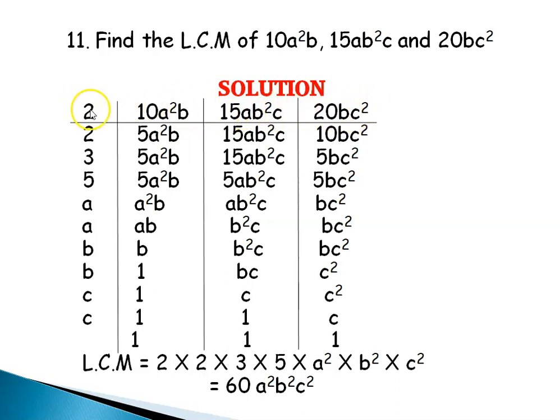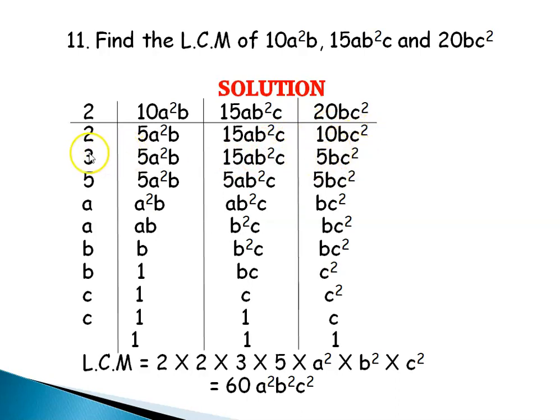And then I start dividing by the lowest number possible. I'm starting with 2. 2 in 10a squared b will be 5a squared b. 2 here, since I can't divide it without a remainder, I'll just rewrite the number. 2 in 20bc squared will give me 10bc squared. I can still use 2. 2 in 5a squared b, I'll just rewrite it. 2 in 15ab squared c, I'll rewrite it. 2 in 10bc squared is 5bc squared.